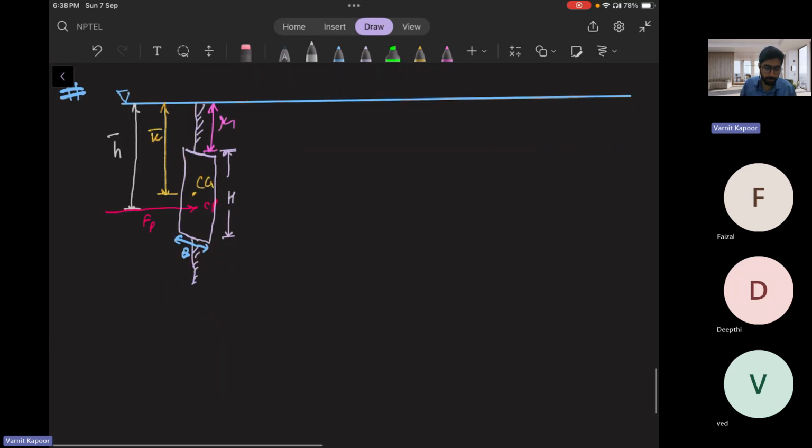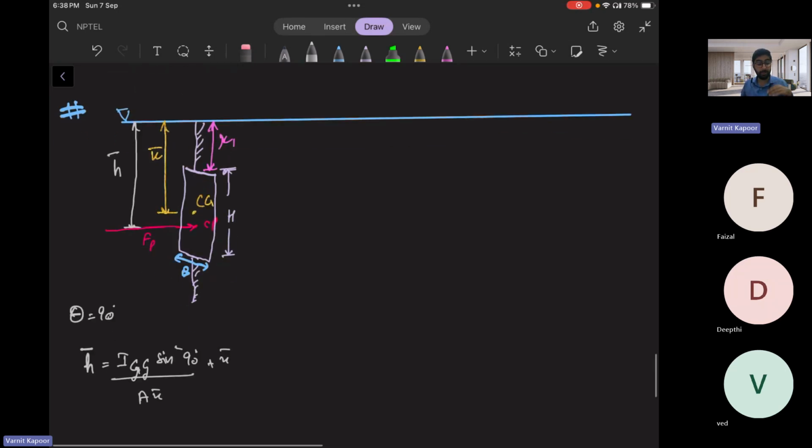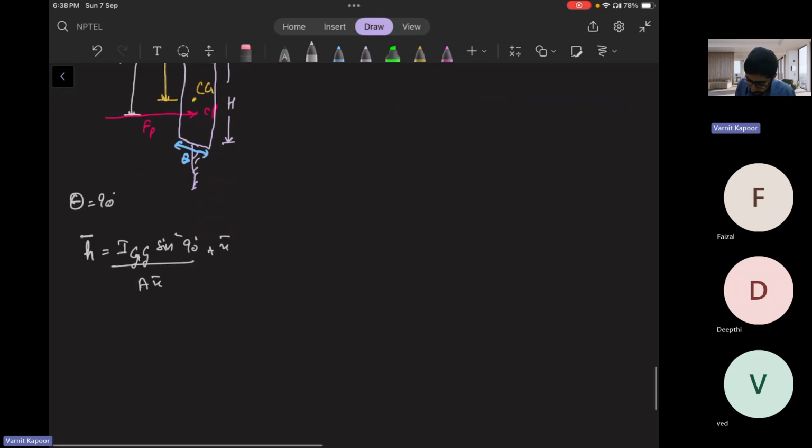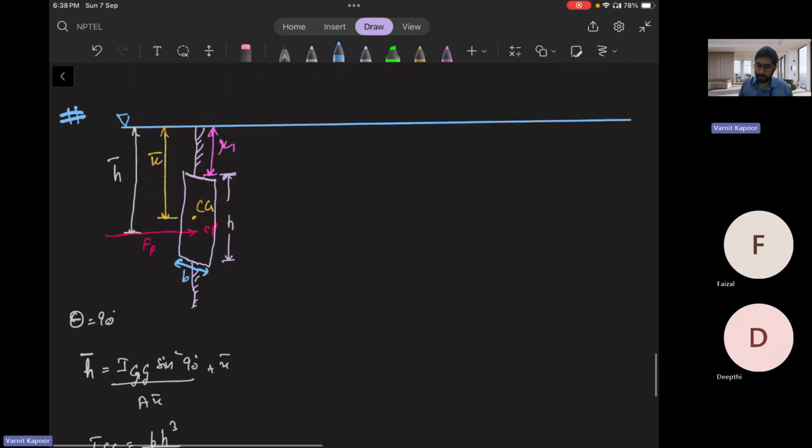H bar will be written as, so theta here is how much? 90 degrees. If you observe, theta is 90 degrees. H bar will be IGG sine square 90 by A X bar plus X bar. So it comes out to be the IGG value. What will be the IGG value here? It is BH cube by 12, taking small b and small h.